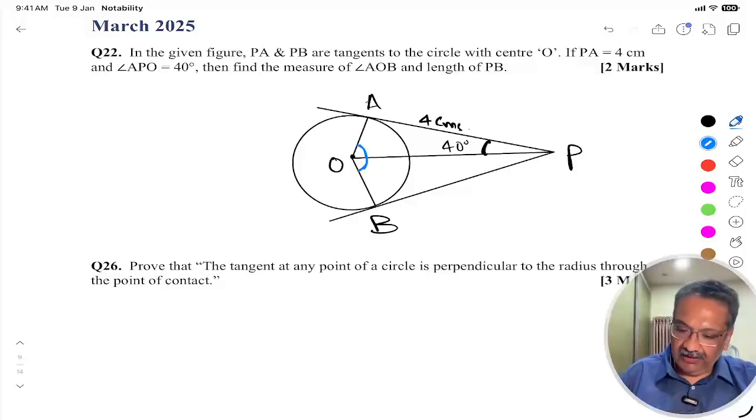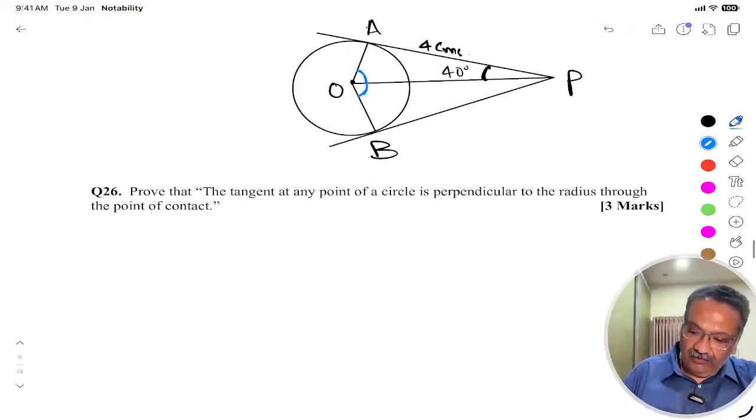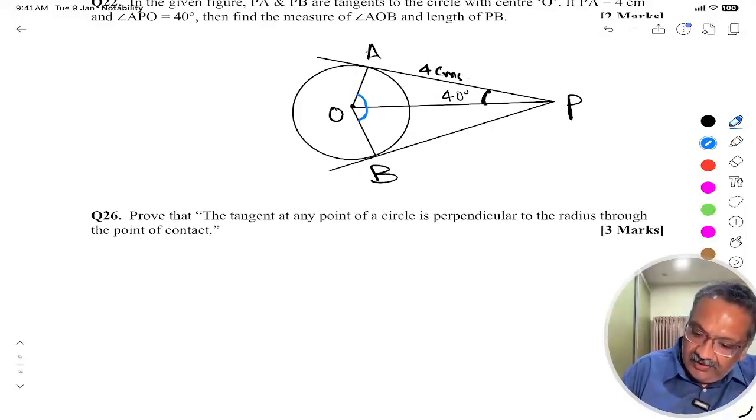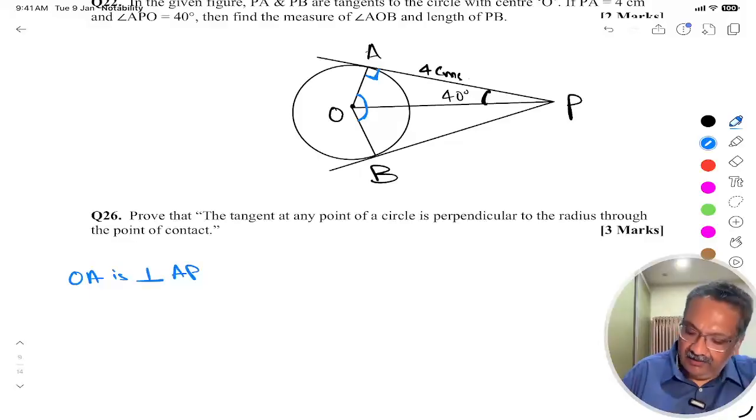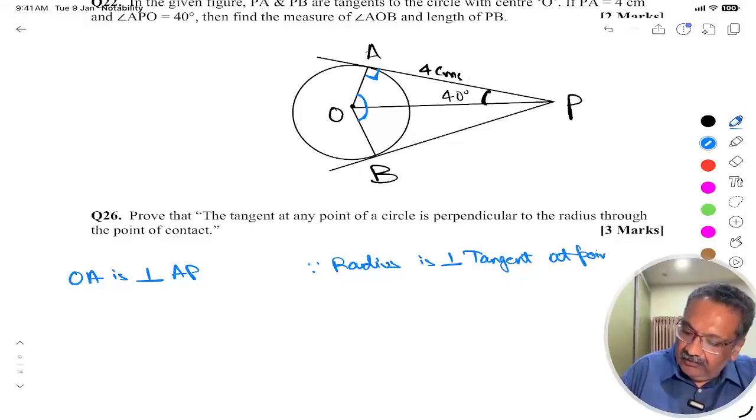Okay, let's solve. See, first of all we will take this to be 90 degrees, correct, because we have OA is perpendicular to AP, reason being the radius is perpendicular to the tangent at the point of contact, as per theorem 1.